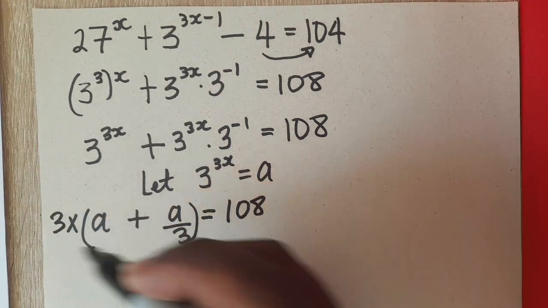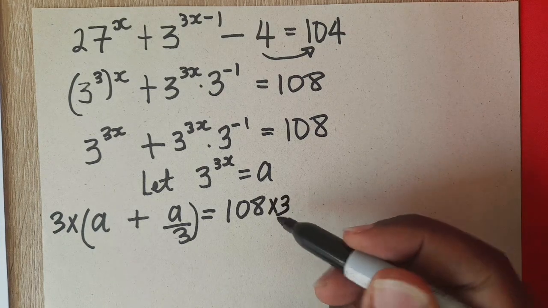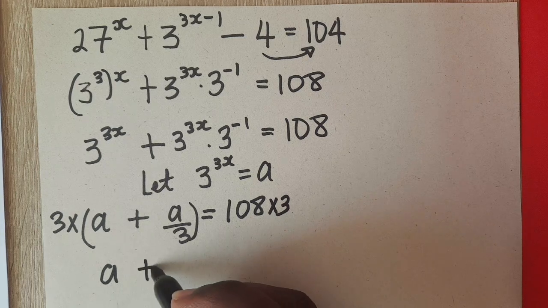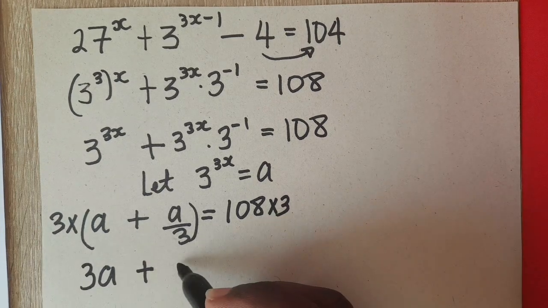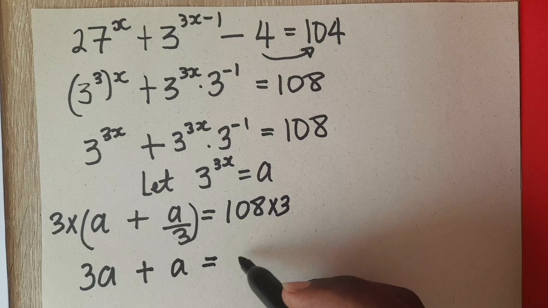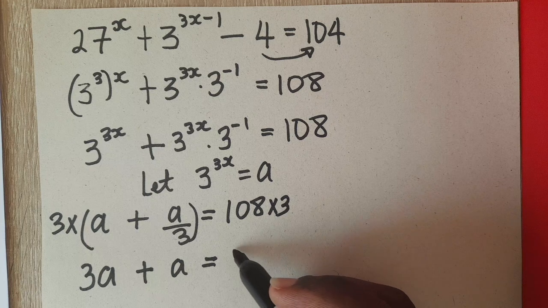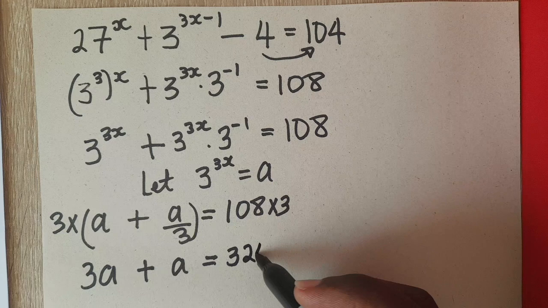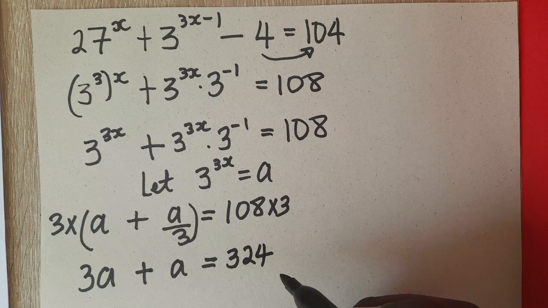Now, to get rid of that fraction, I'm going to multiply everything times 3. On the left side times 3. When you multiply a times 3 is 3a, and then that fraction, you only get an a, and then 108 times 3, simple arithmetic there. 8 times 3, 24, carry 2, so you'll get 324.